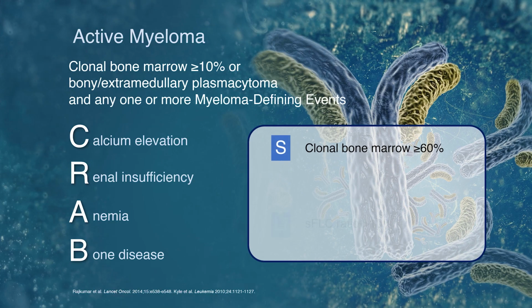The S stands for 60% plasma cells or more in the bone marrow. The Li stands for light chains, where the serum free light chains are elevated, such that the involved over the uninvolved levels, either kappa over lambda or lambda over kappa, are greater than 100. And the M stands for MRI, where we see more than 1 focal lesion in the bone marrow itself. So if a patient has 10% clonal plasma cells in the bone marrow and any of those 7 myeloma-defining events, then the patient has active multiple myeloma.